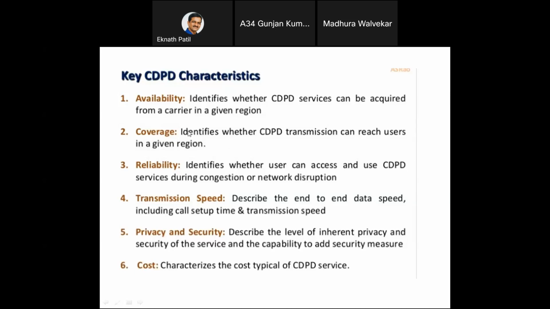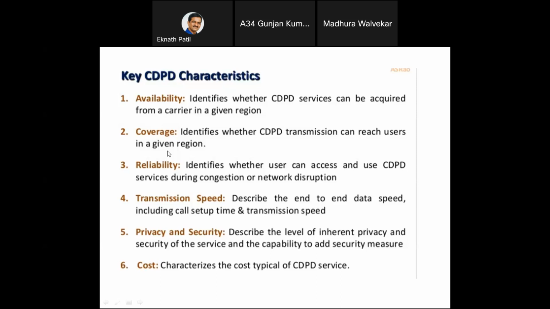Coverage identifies that the CDPD transmission can reach users in a given region. Reliability identifies whether the user can access the CDPD solution during congestion or network disruption. Transmission speed describes the end-to-end data speed, including call setup time and the transmission speed.